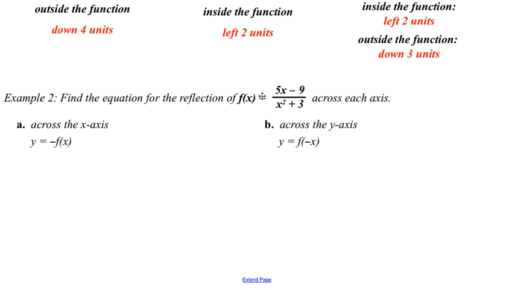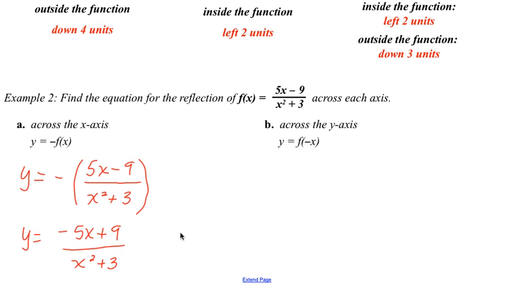And what we're going to do is just stick a negative outside of f of x. So rewrite f of x and then put a negative in front of it. And then distribute your negative through the parentheses. We get -5x plus 9 all over x squared plus 3. You could also choose to write that as 9 minus 5x in your numerator.